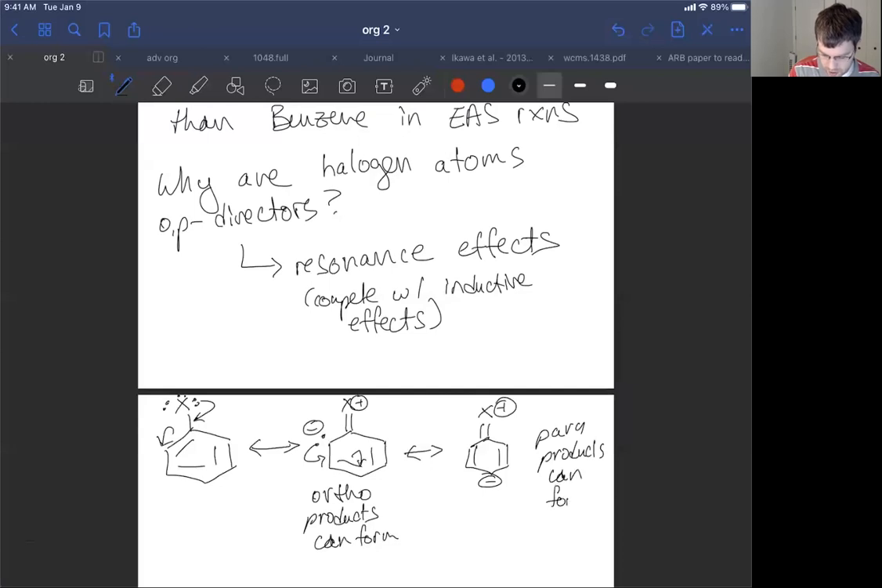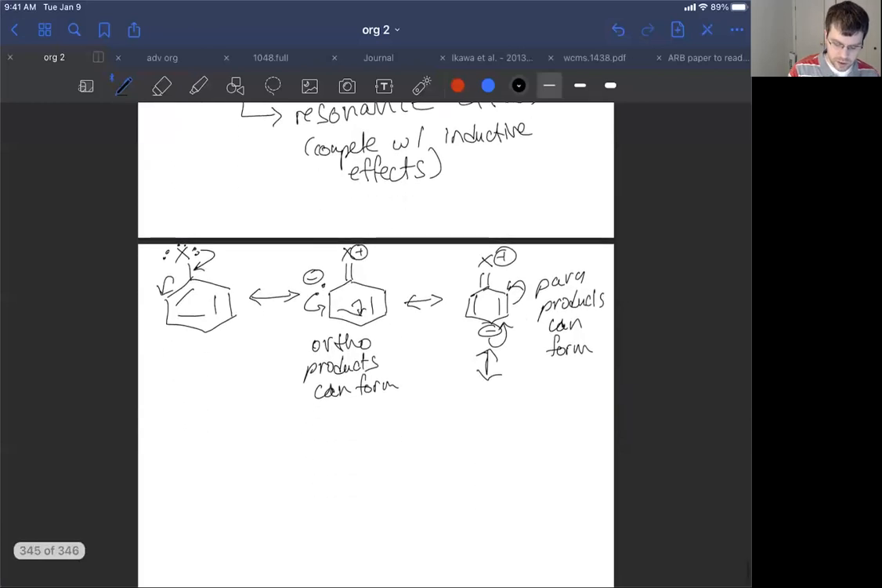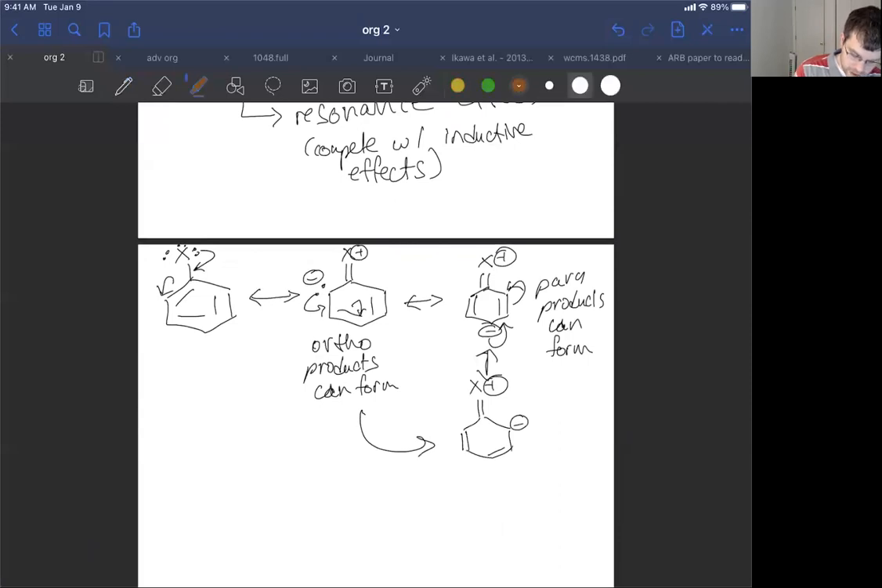But we never push that negative charge to the meta position. Rather, it circles around and gets back to an ortho position before neutralizing the halogen atom. So we see more reason why ortho products can form, because we can put a negative charge at the ortho and para positions of our benzene ring.